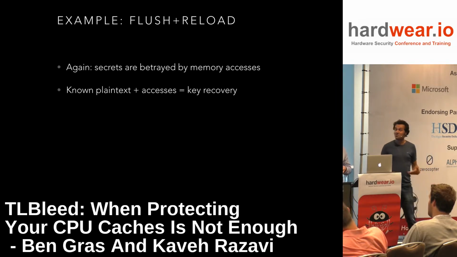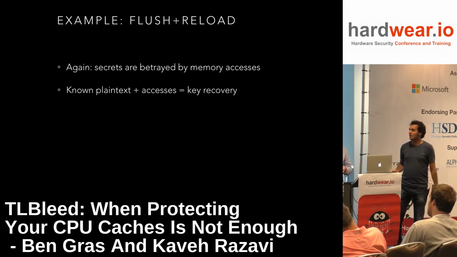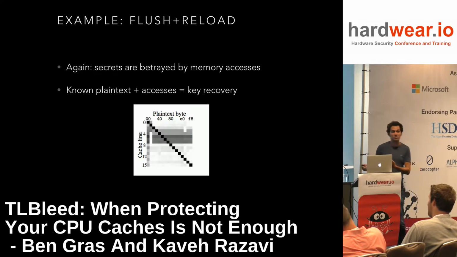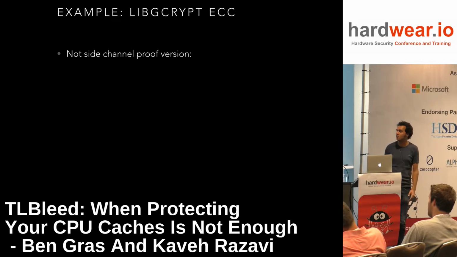So the secrets are, by virtue of this memory access, being betrayed. By controlling the plain text and looking at the memory access, you can recover the key. You might wonder what this looks like. Here, for example, the attacker could detect these bytes. These are the latency measurements. If it is black, it means that it was quite a fast operation. By doing these measurements, you can figure out, given the plain text, which cache line was accessed. And this allows you to leak the secret value.